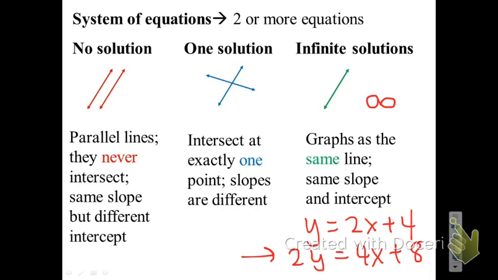We show infinite solutions with that sideways 8. One solution, we'll write one solution and list it where they intersect. And a no solution, we do the circle with a slash through it.